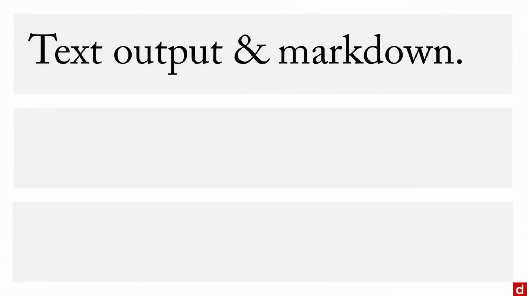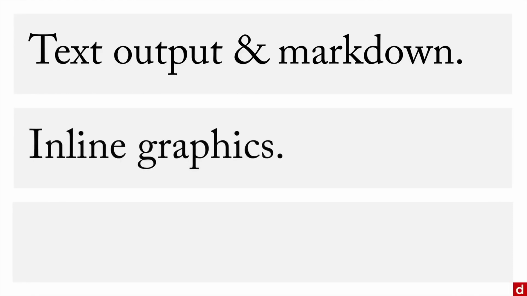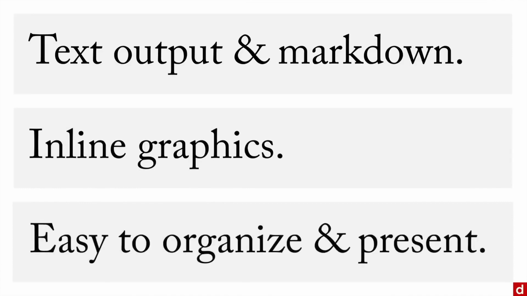There's a few reasons for this. When you're working in Jupyter, you get text output, and you can use what's called Markdown as a way of formatting documents. You can get inline graphics where the graphics just show up directly beneath the code that you did it. Also, it's really easy to organize and present and to share analyses that are done in Jupyter, which makes it a strong contender for your choices in how you do data science programming.